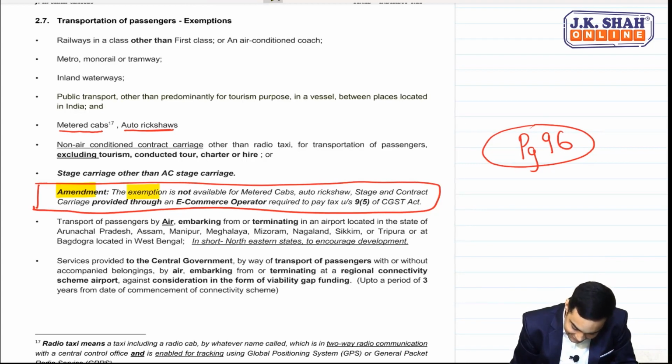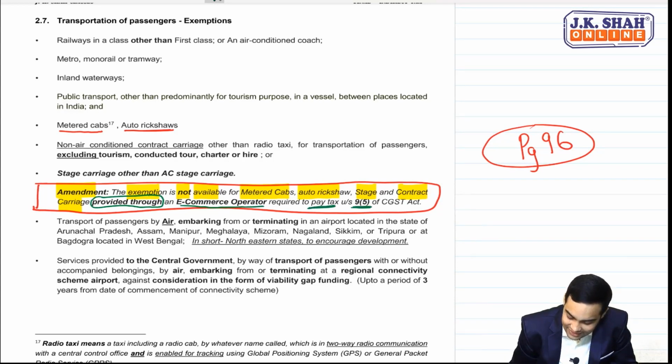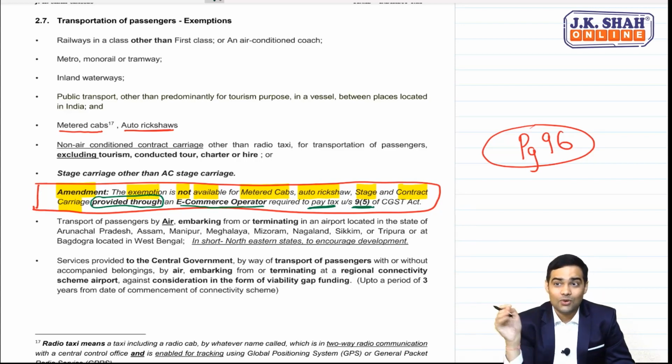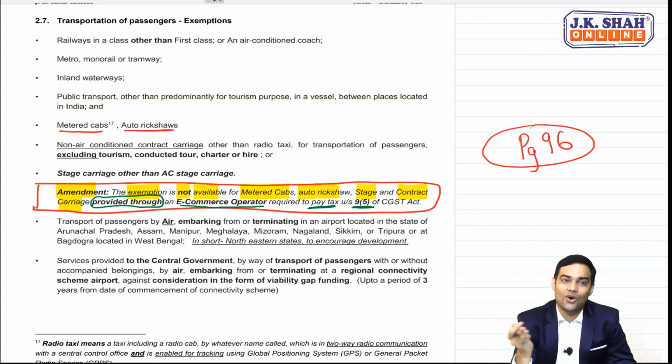Amendment. The exemption is not available for metered cabs, auto rickshaw, stage and contract carriage provided through, this is the keyword people, provided through an e-commerce operator required to pay tax under 9.5. So if it is provided through an e-commerce operator who is required to pay tax under 9.5, then the exemption is not available. That means the e-commerce operator would be paying GST in such cases. 9.5 we will discuss it separately, but I am sure you are clear with the amendment.